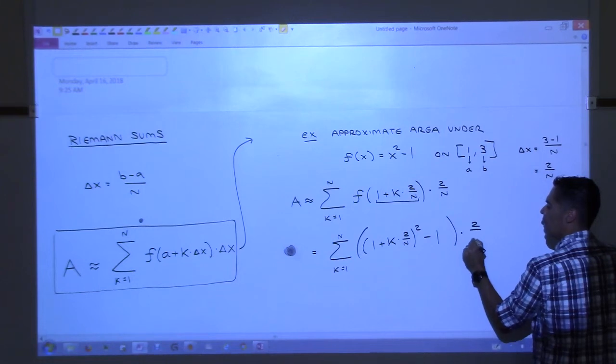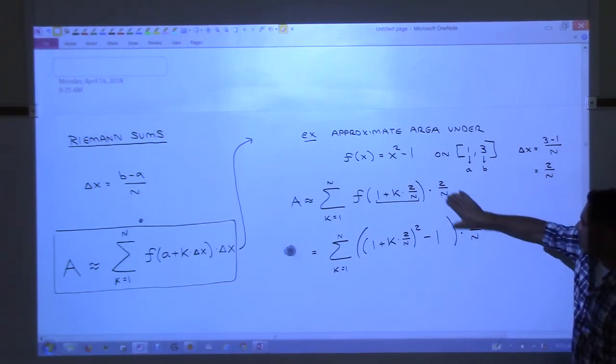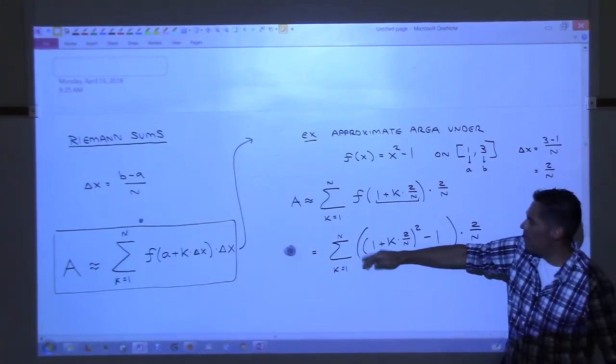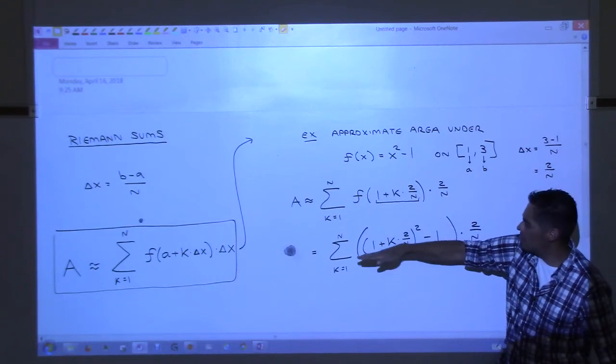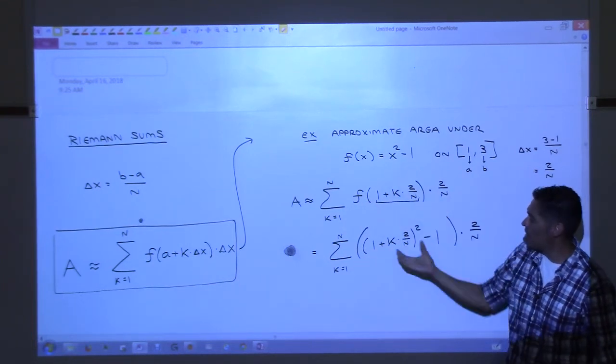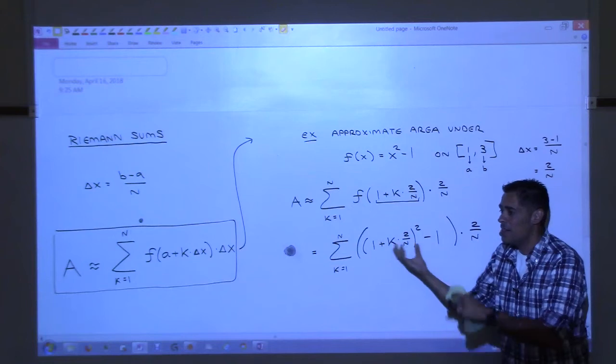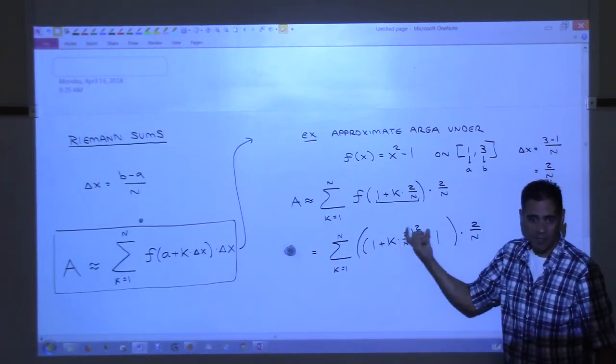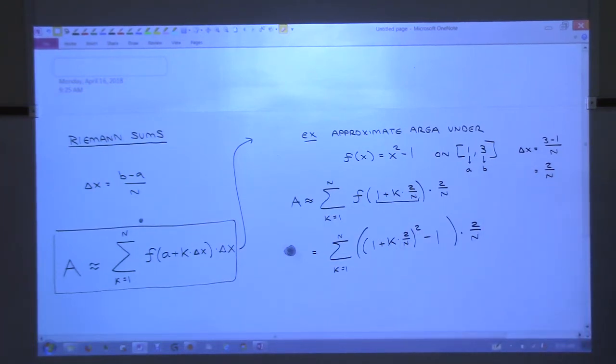2 over n. Okay, so the 2 over n's here. Does everyone understand the f is gone now, right? F is gone because I've evaluated the function at this. Now, I don't know what it is because I don't know what k is, I don't know what n is, but that's what would happen to it. I square it and then send it through, right?